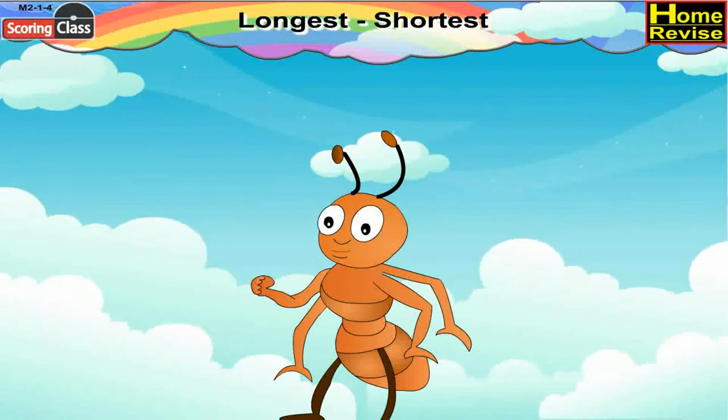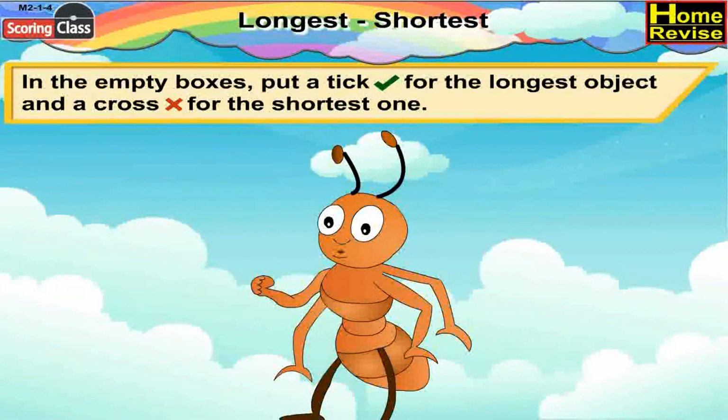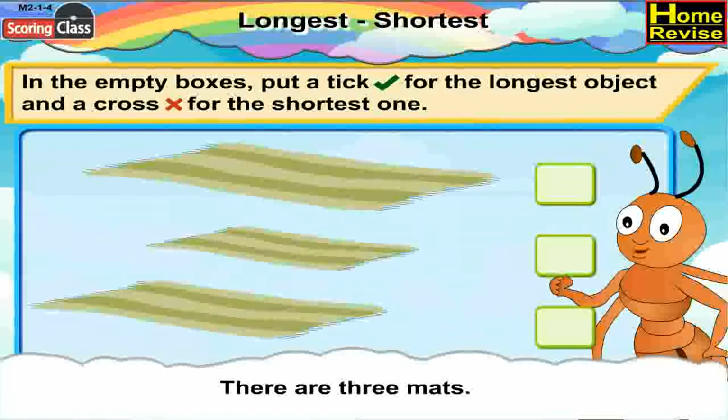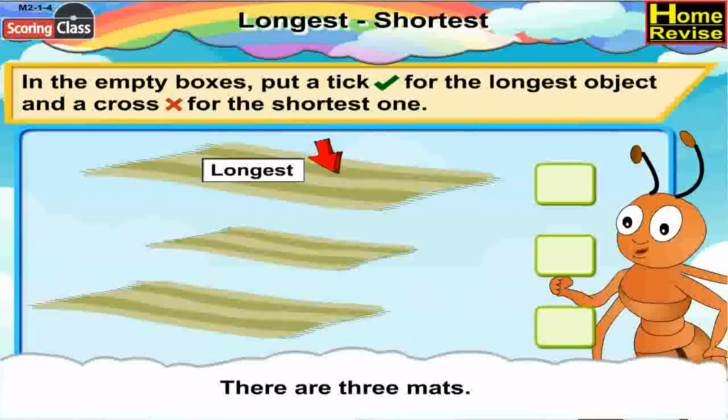Here is a question for you. In the empty boxes, put a tick for the longest object and a cross for the shortest one. In the first picture, there are three mats. Now according to you, which one is the longest? You are right, my genius. First one is the longest. So put a tick in the box in front of the first mat.